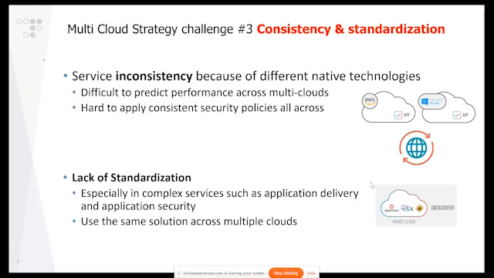Who said that the way to consume that certain functionality would be the same? Who said that it will be easy as it was in the data center, or even difficult? Who said that the performance of a certain service that you were used to consuming in your own private data center would be the same as the one in the cloud? Who said that the performance will be the same in between the clouds, right?